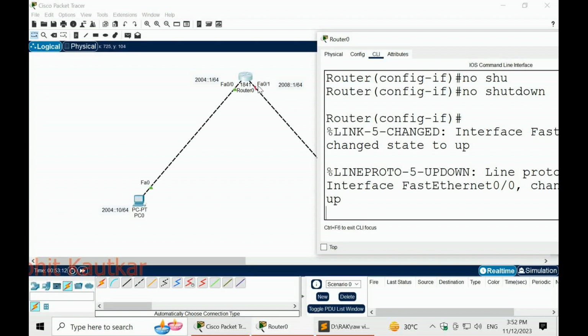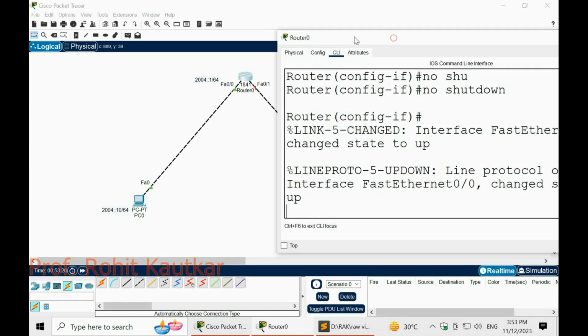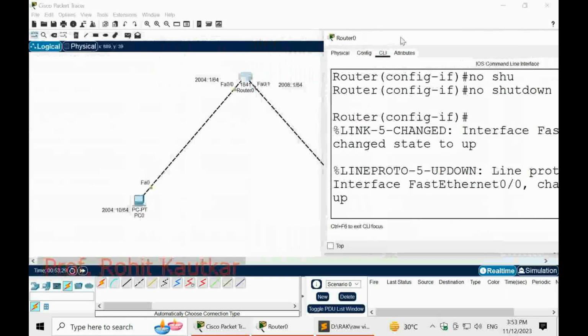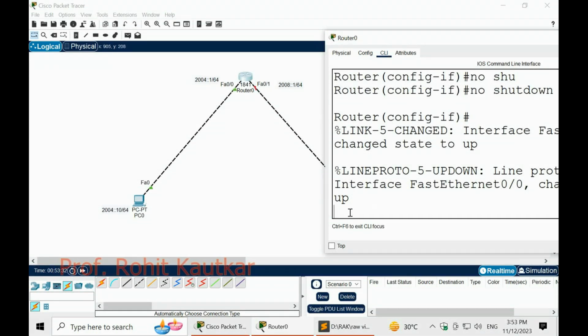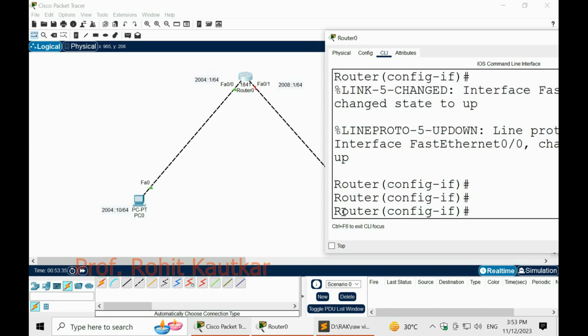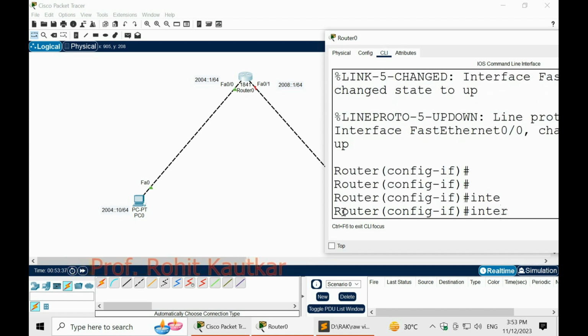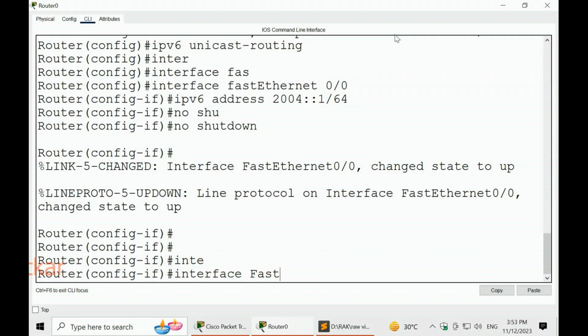Now this interface is still down. We need to enable now this interface. You can see the red symbol which is showing that this interface is down, and here you can see green symbol which means the link is up. So in order to configure this interface, again same commands we need to follow. So here I am going to type interface, name of interface is fast Ethernet 0/1 and hit enter.